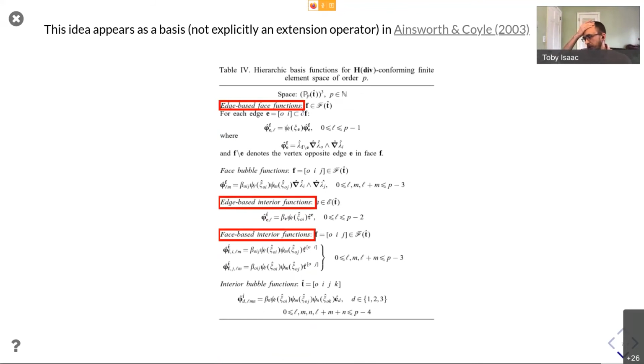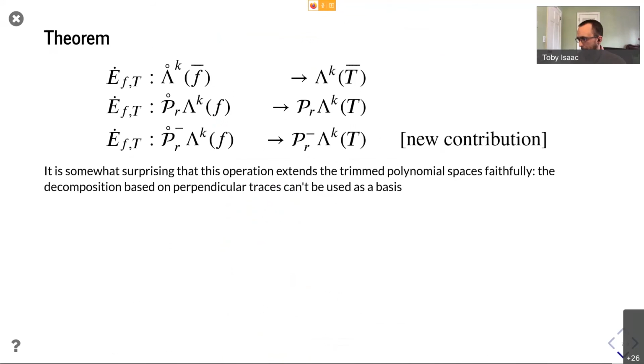So this decomposition is not new to my work. It turns out that this is a generalization of the hierarchical basis from Ainsworth and Coyle, where they talk about edge-based face functions, edge-based interior functions, or face-based interior functions. These are essentially the bubble decomposition that I'm talking about. So the fact that you can do a bubble decomposition for all forms, that's not really surprising. The fact that this bubble decomposition is a decomposition of the full polynomials, which is what the Ainsworth and Coyle space was defined for, that's not new.